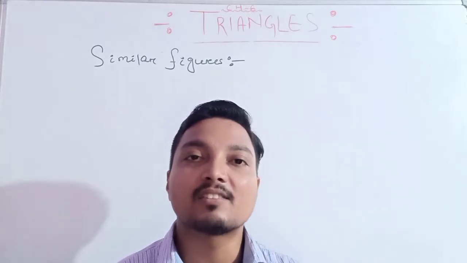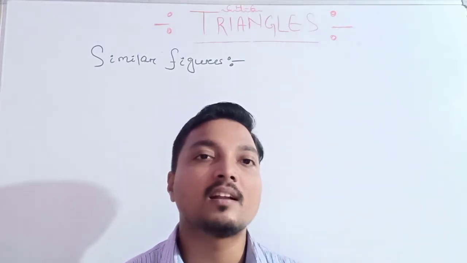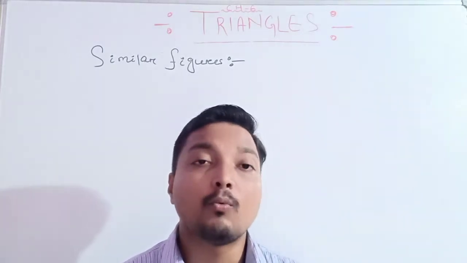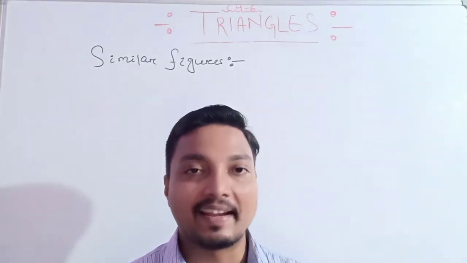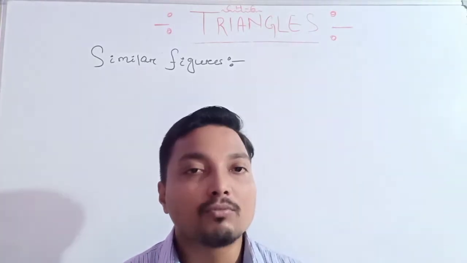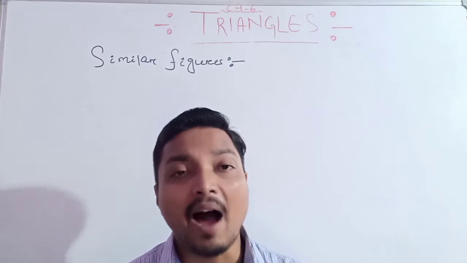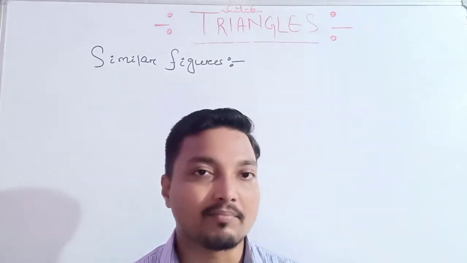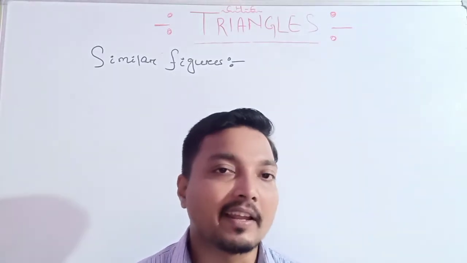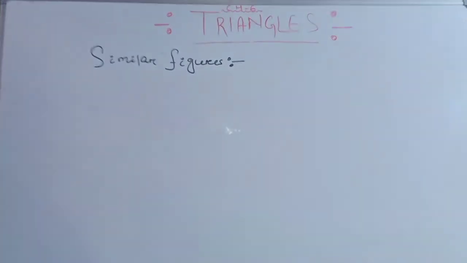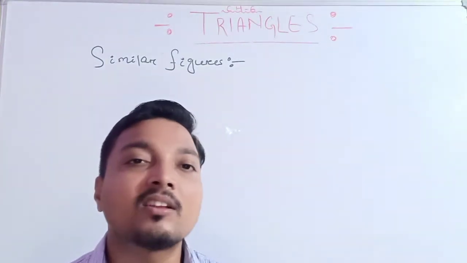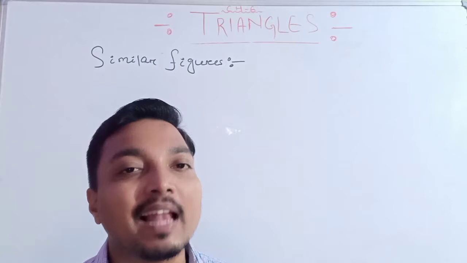In the last days, we have already discussed which topics we are going to learn in our triangle chapter. So today we will discuss the first topic of our triangle chapter, and the name of the topic is similar figures. How can we say that two figures are similar?